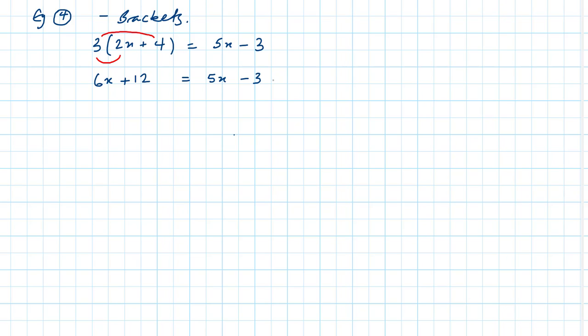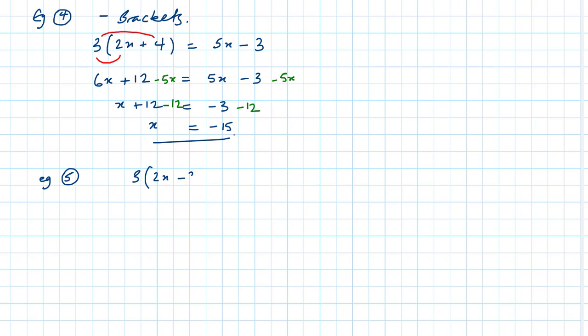So now our usual thing, we're going to subtract 5x from both sides. So x plus 12 equals negative 3. Now we're going to subtract 12 from both sides. And we get x equals negative 15. And we don't have to go any further with that. We finished that one.